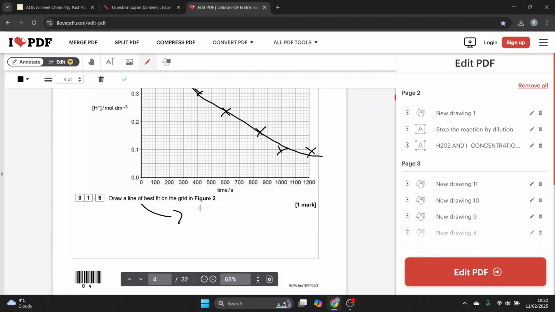So let's write it out. Smooth curve line of best fit.